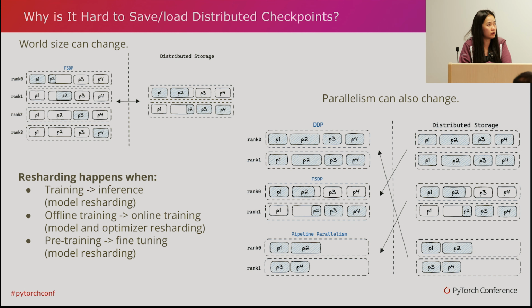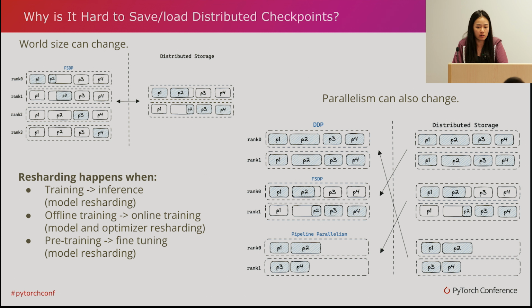Before going into our checkpointing solution, I want to quickly talk about what makes checkpointing hard in distributed settings, right? Checkpointing would not be hard if you always load with the same parallelism solution and the same world size. You can simply set up the same number of trainers every time, and you directly use torch.save and torch.load without worrying too much about anything. However, in reality, that's not the case.